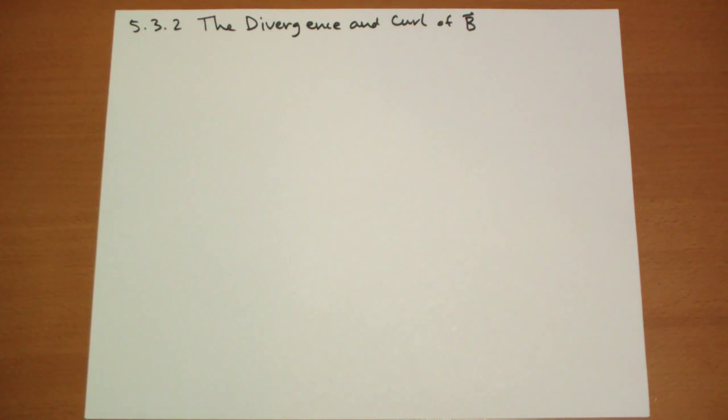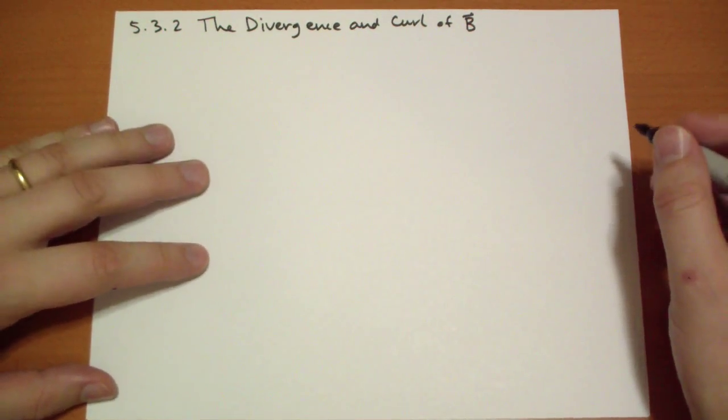This is section 5.3.2 of Griffiths' Introduction to Electrodynamics, second edition. This is rather mathematical, we're just going to do a bunch of math. Hopefully I won't make too many mistakes. We're going to calculate, starting with the Biot-Savart law, the divergence and curl of B for the general case, for every possible case you can imagine.